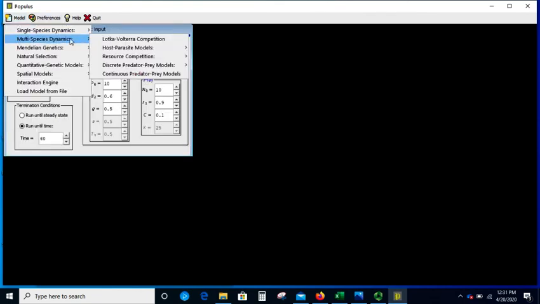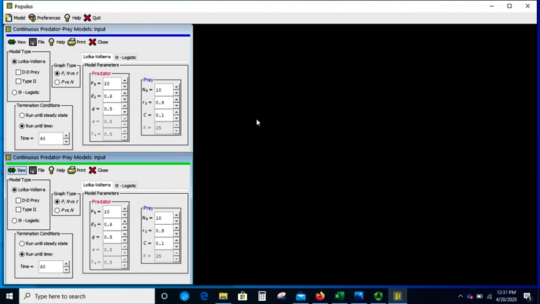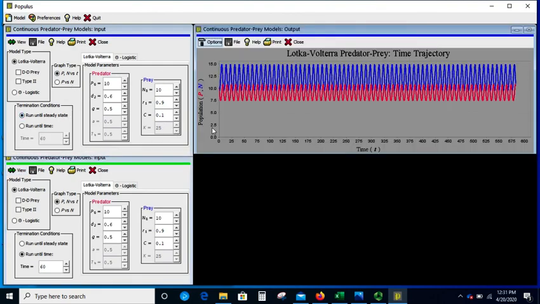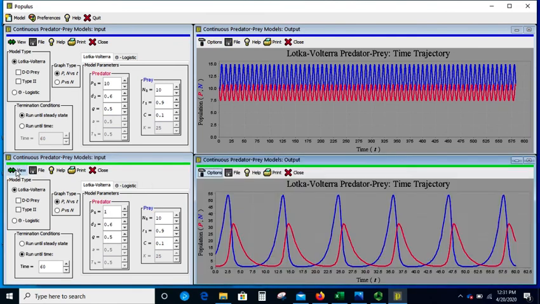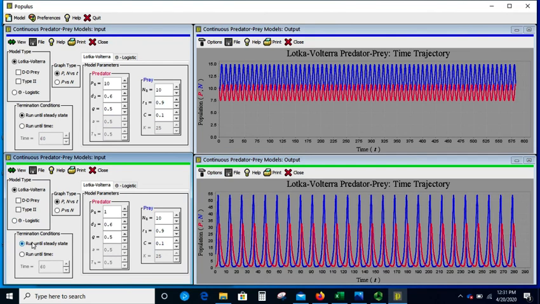Now I'm going to open two windows side by side. The first one I'm just going to keep as the defaults. And the second one I'm going to decrease the number of predators. So I'm just going to make this 1. So again, just note the difference between the default settings and our new settings.